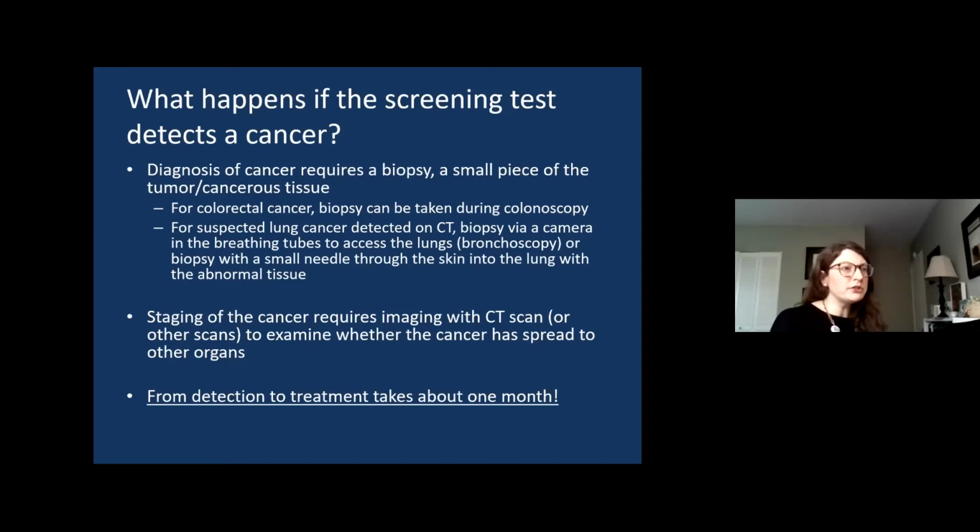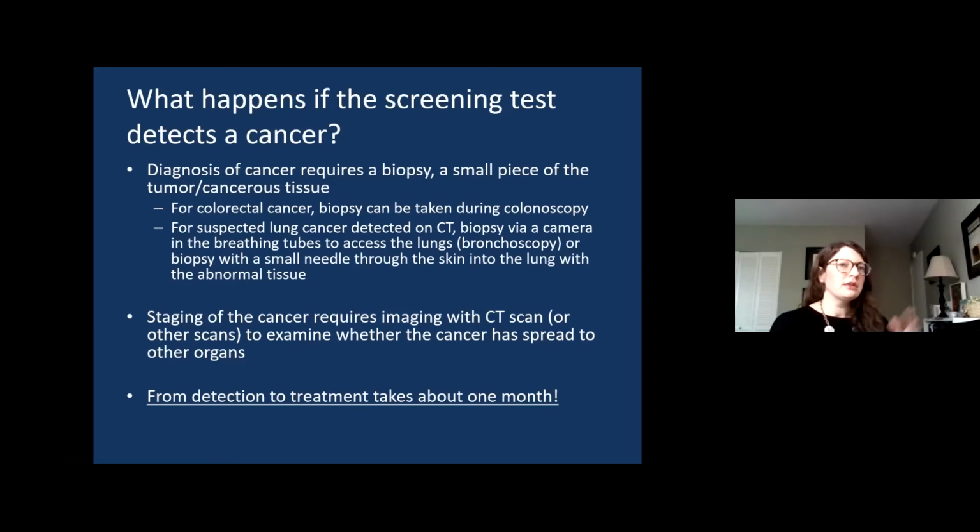And then also, once they detect a cancer, we need to look for it other places. So you'll likely need to undergo other scans, like CT scans, sometimes MRIs, and sometimes a specialized scan called a PET scan to tell us where the cancer is in the body, if it's just in the organ where it started, or if it's spread to other lymph nodes or other organs in the body.